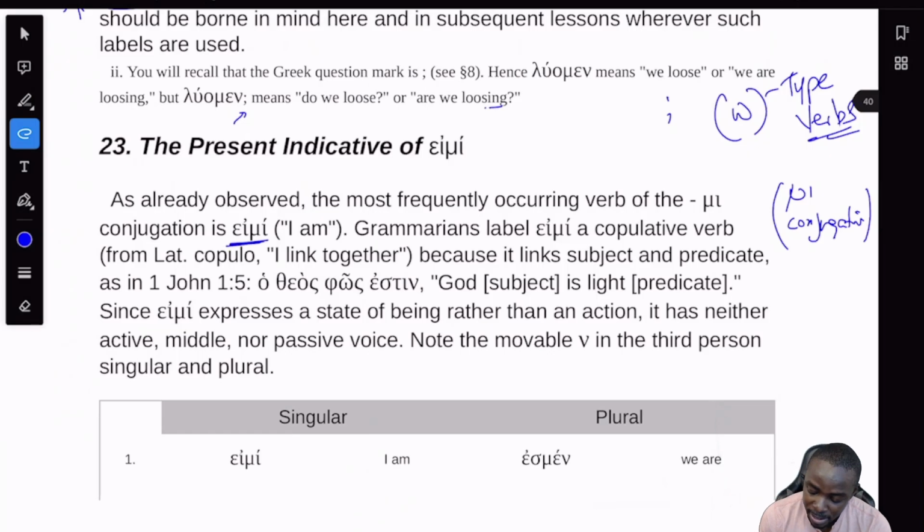I am. Grammarians label eimi a copulative verb from Latin copulo, I link together, because it links subject and predicate. As in John 1:5, ho theos phos estin. God is subject, light is predicate. Ho theos, so you see, God is, this is right here, and light. Since eimi expresses a state of being rather than an action, it has neither active, middle, nor passive voice. Note the movable nu in the third person singular and plural.